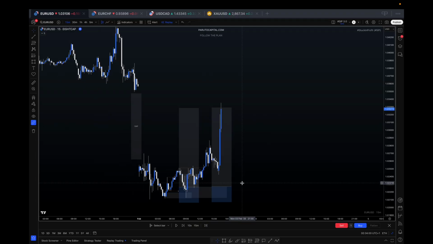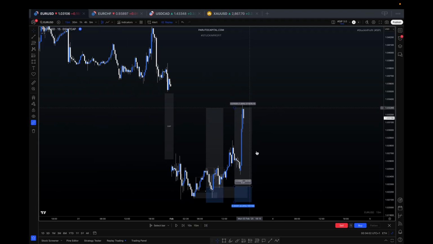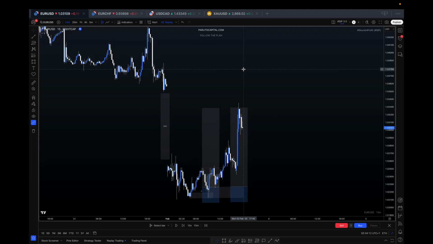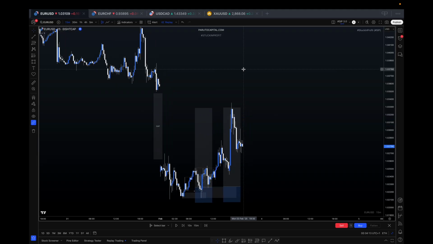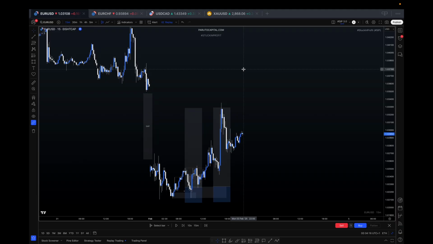Okay, so we have that, but price has left without really returning to give us an entry. So that's the first one, for Monday. Next, we're going to look for opportunities going into Tuesday. So let's take this to 7 a.m.